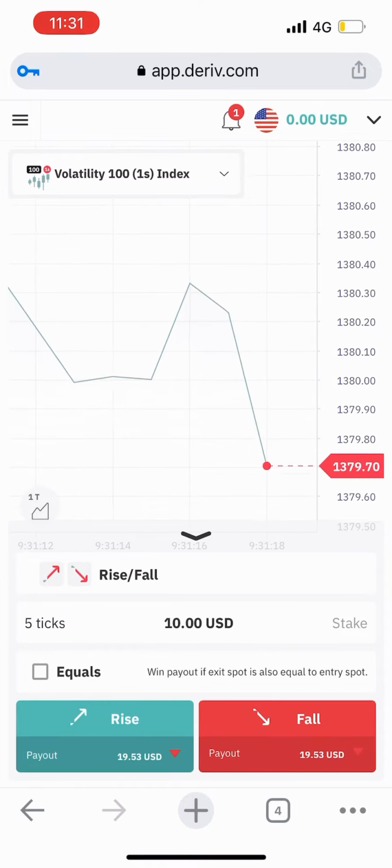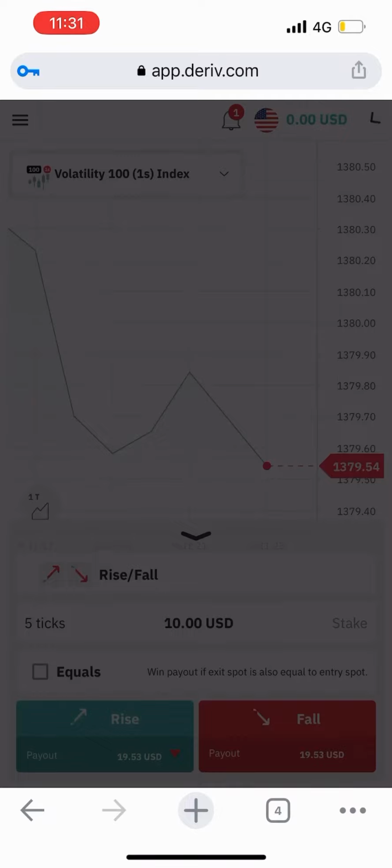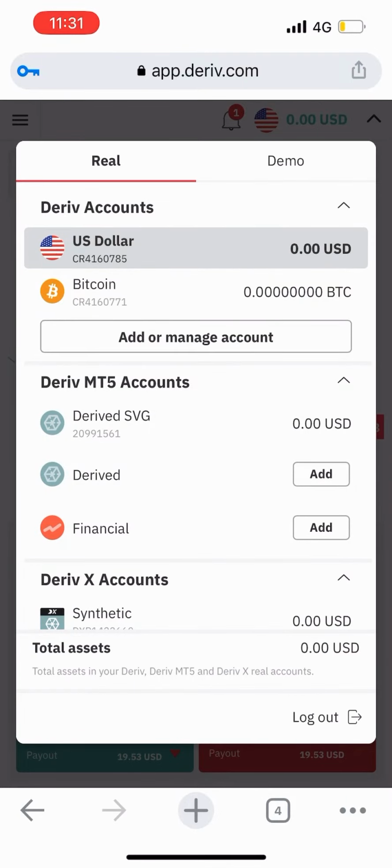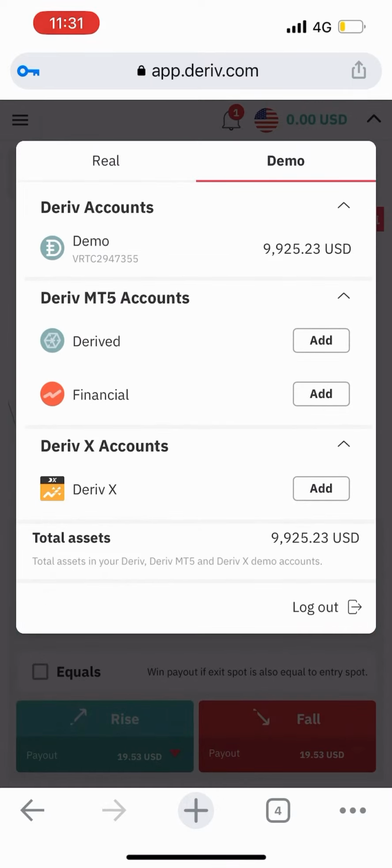Trade the volatility index, which is the Volatility 75 Index, to see how I can survive. This is my real account. There's nothing in here. Nothing. Zero, zero, nil. Demo account, you can see this is the amount that I have.